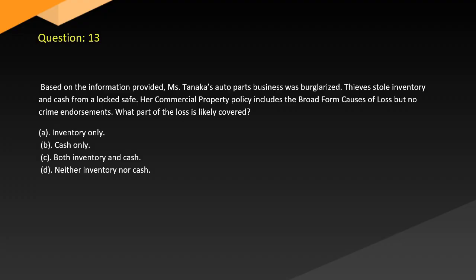Question 13. Based on the information provided, Ms. Tanaka's auto parts business was burglarized. Thieves stole inventory and cash from a locked safe. Her commercial property policy includes the broad form causes of loss but no crime endorsements. What part of the loss is likely covered? A. Inventory only. B. Cash only. C. Both inventory and cash. D. Neither inventory nor cash.